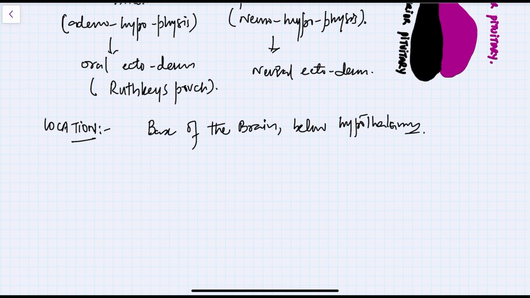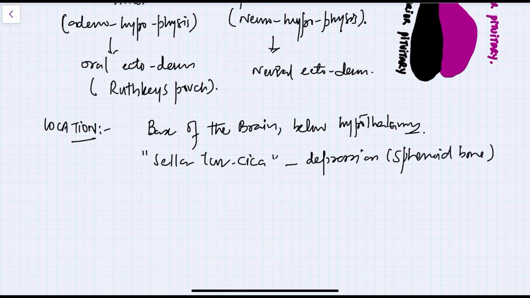In more precise terms, it's housed in a bony structure called the sella turcica. This sella turcica is a bony depression within the sphenoid bone. And the pituitary gland weighs about 0.5 grams on average, and has a diameter of about 1.3 centimeters on average. So this is about the location of the pituitary gland.